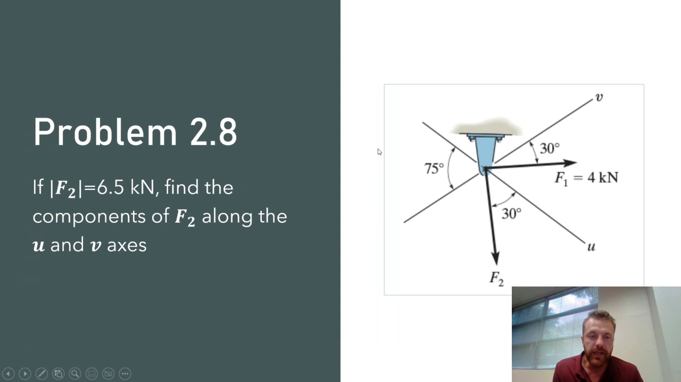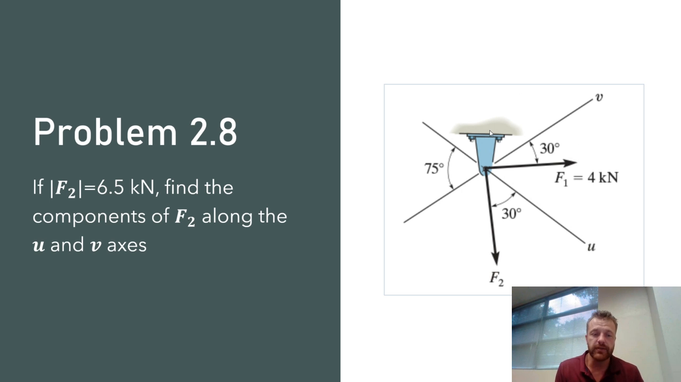So in this video, we're going to look at problem 2.8 from the homework. We're told that the magnitude of F2 is 6.5 kilonewtons. We can see its geometry along a coordinate system that's defined by two axes denoted as U and V. Note particularly that these two axes aren't perpendicular to one another as we're traditionally used to seeing in the majority of the problems that we're going to work in this text. Instead, they're separated by the 75-degree angle that we have depicted in the actual figure.